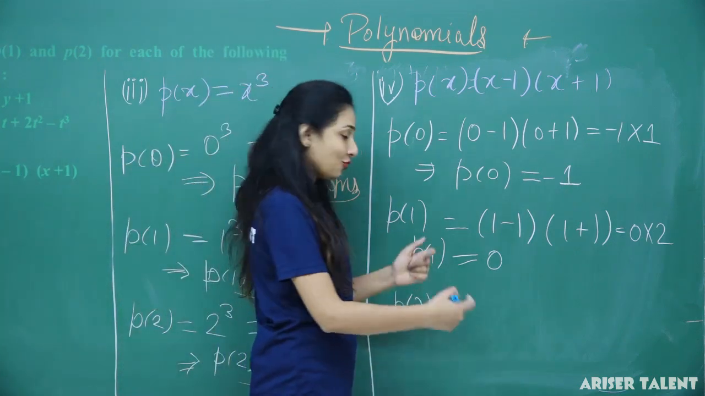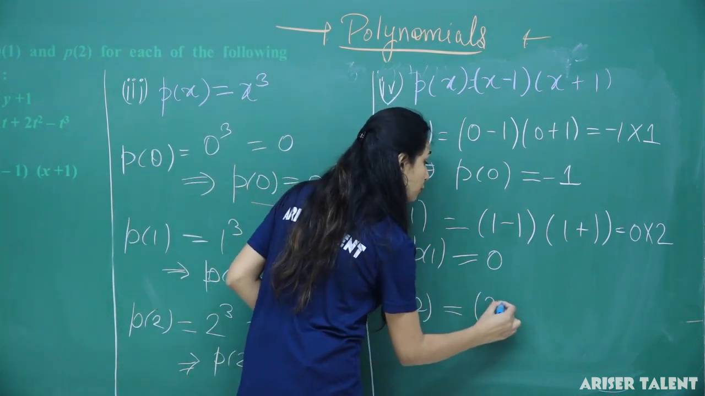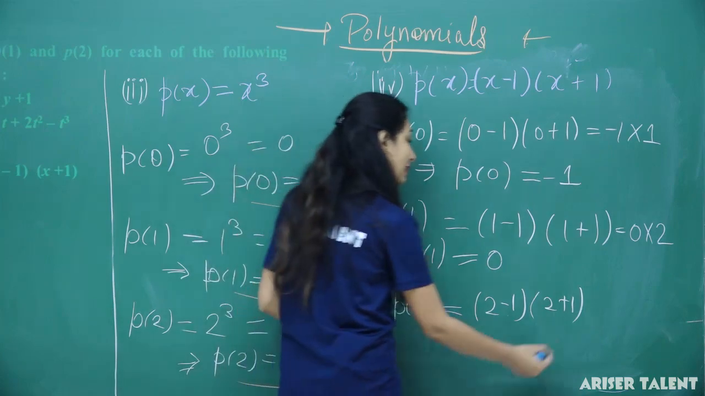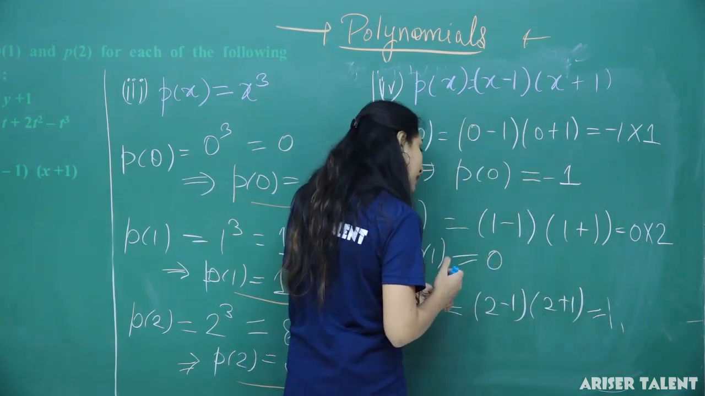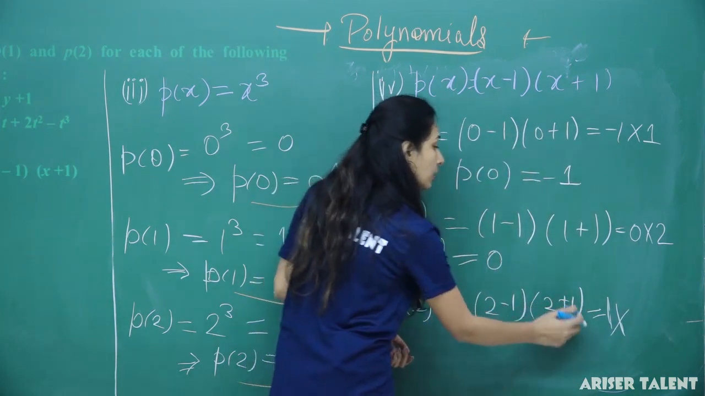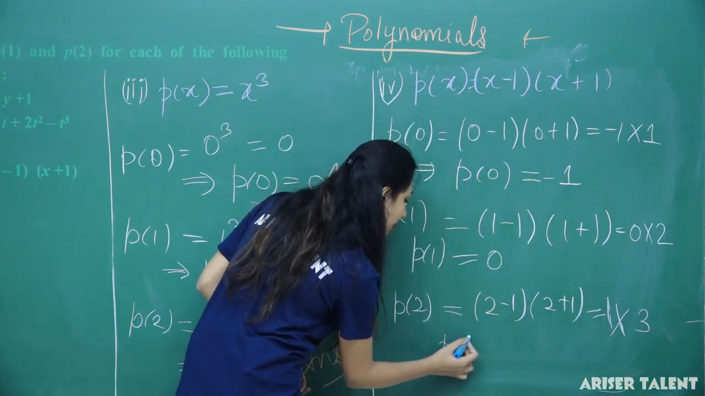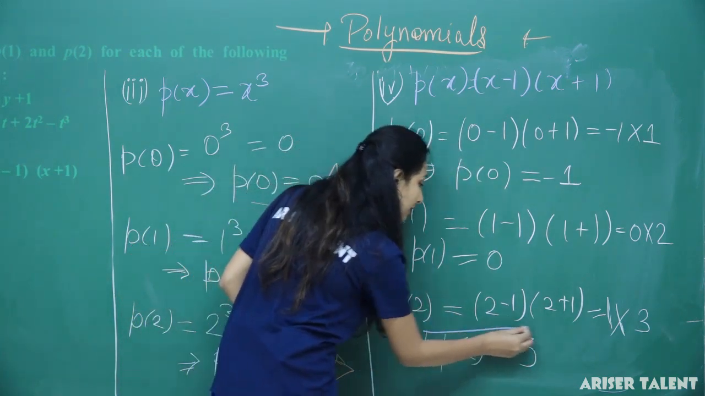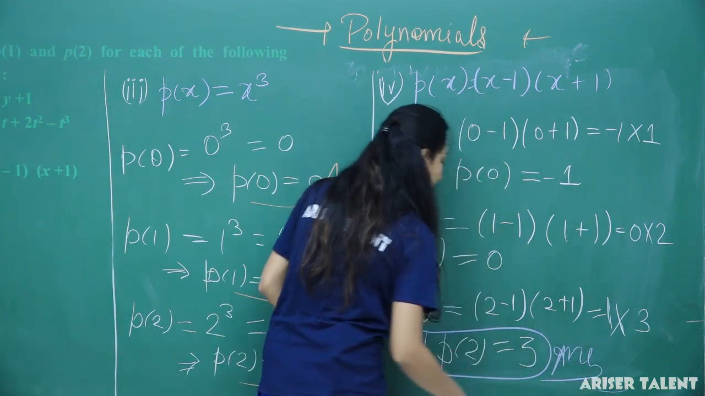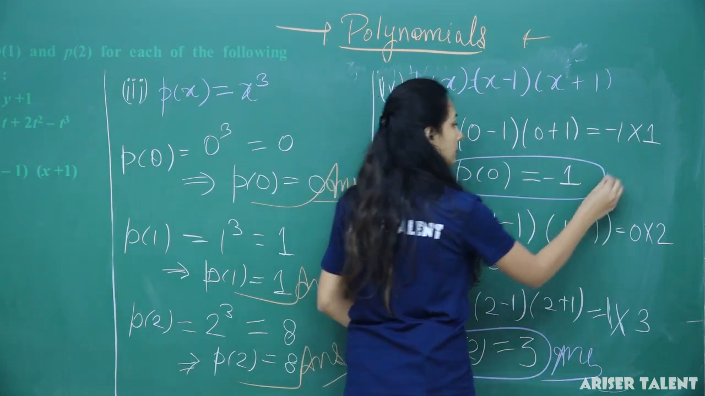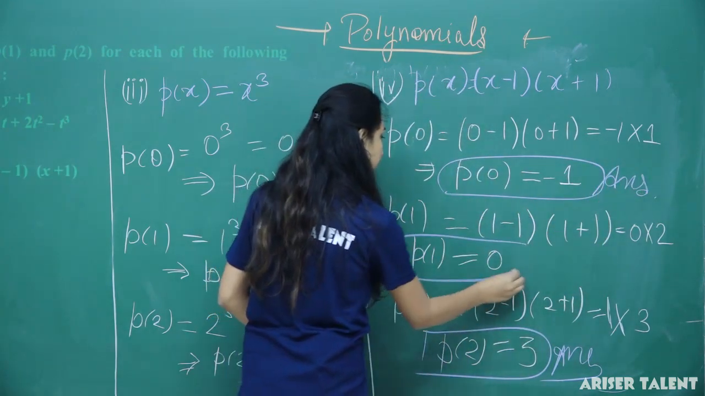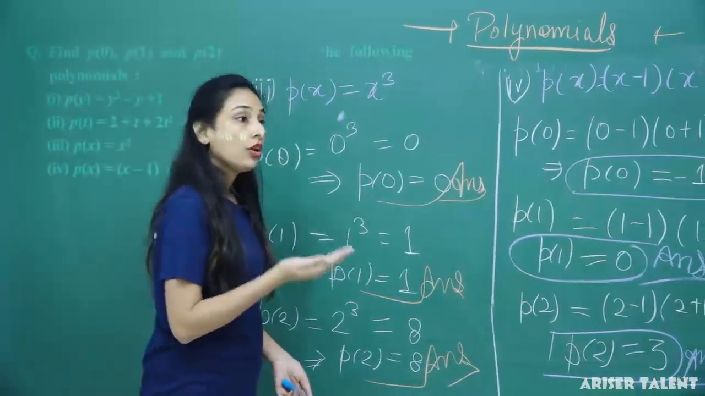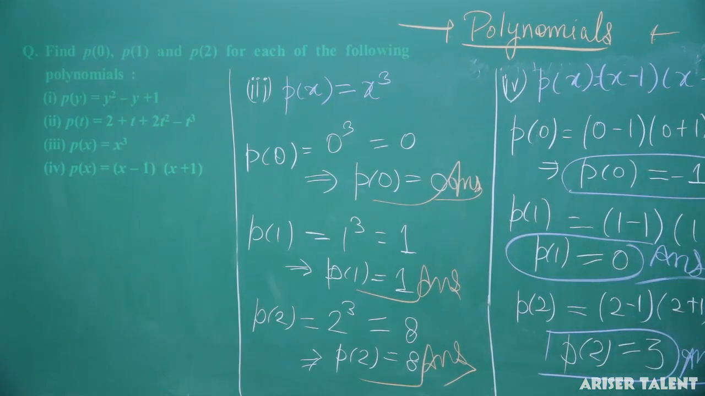Now again P(2). So that will be (2 - 1) and (2 + 1). 2 minus 1 is 1, and that will be multiplied by 3. So P(2) is equal to 3. Okay, so that is your answer, students, and this is your answer here, and here it is your answer. So these are your answers. Copy them, then we will move forward, right?